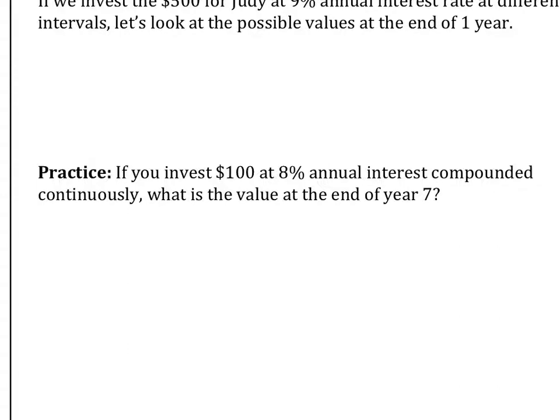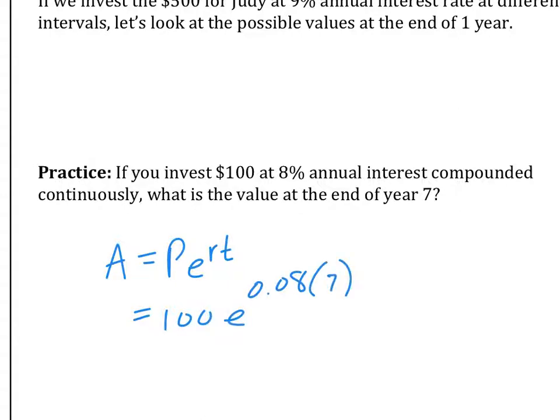All right, so go ahead and find what amount is the value at the end of year 7 if you invest continuously, if the interest is continuous. All right, so this is the PE to the RT equation. Okay, hold on. This is going to be 175.07.